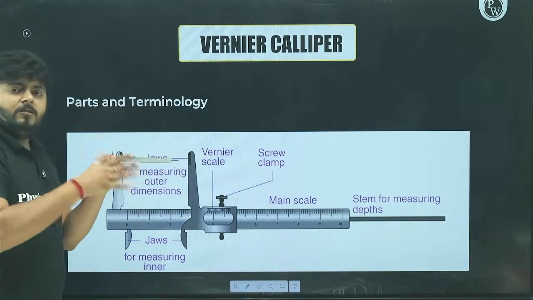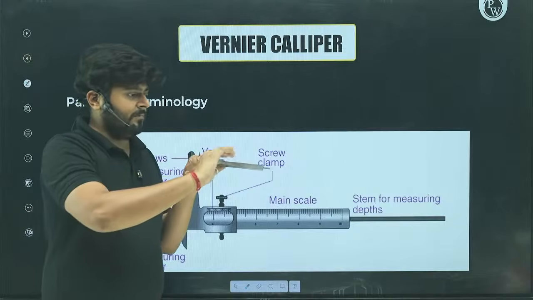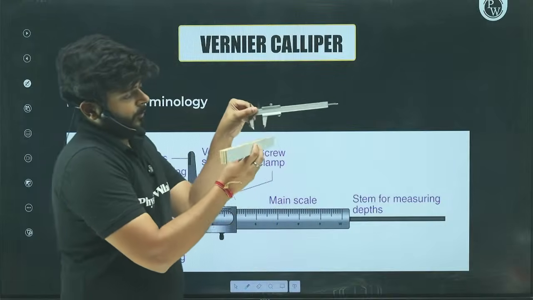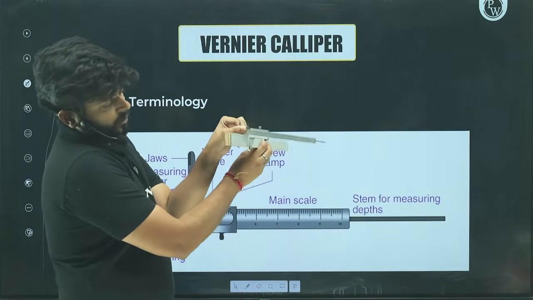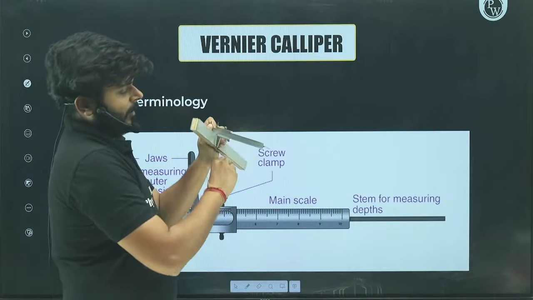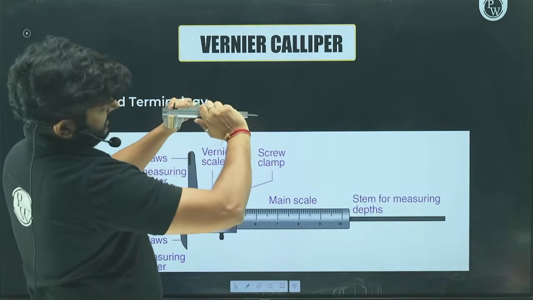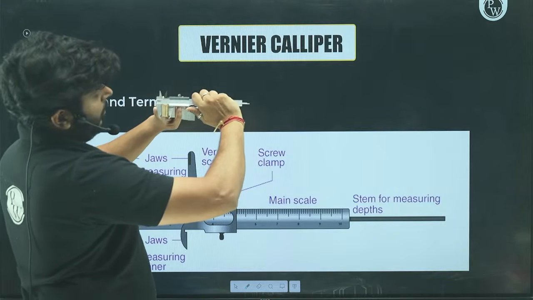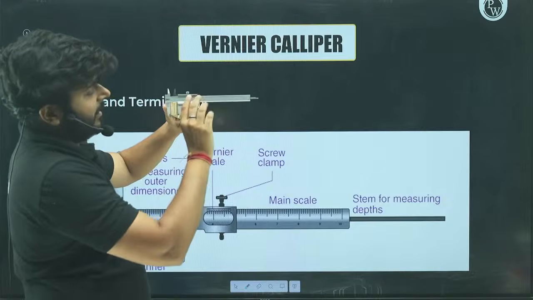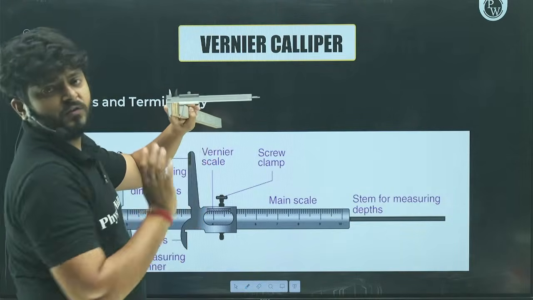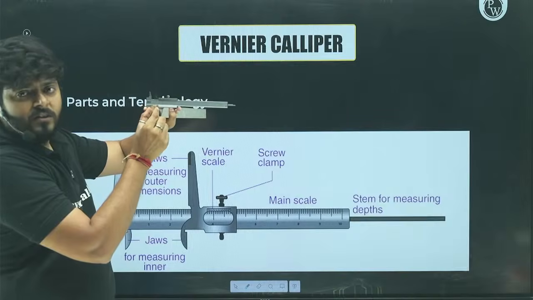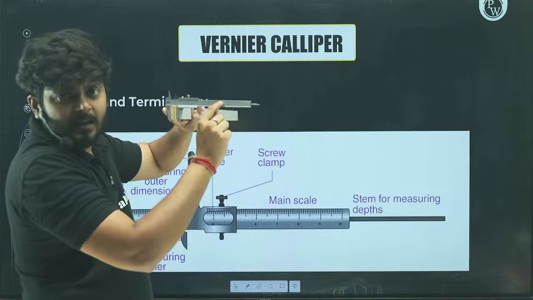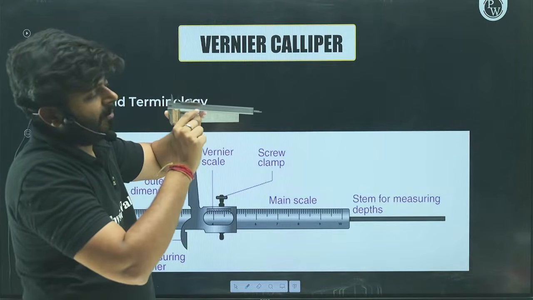So you see that the final reading, whenever you are going to measure something, for example, I am measuring the width of this thing. So what I'll do is, I have to fix it between the jaws of the caliper, and I have to press it like this so that it is completely fixed between the jaws. And now the final reading will be taken with the help of both these things, right? The final reading of the thickness of this wooden plank will be taken with the help of main scale reading plus with the help of Vernier scale reading.